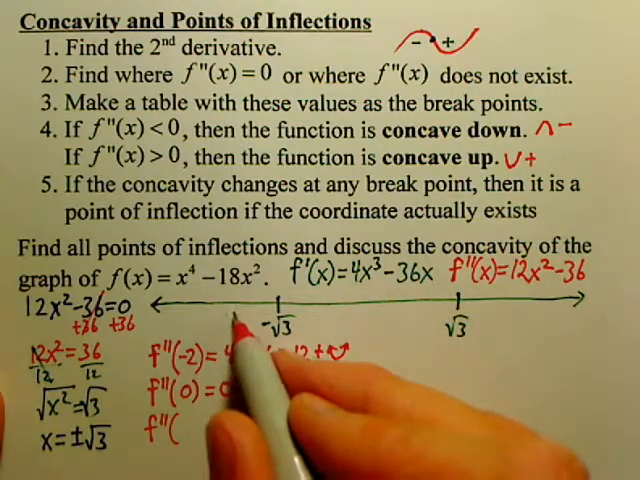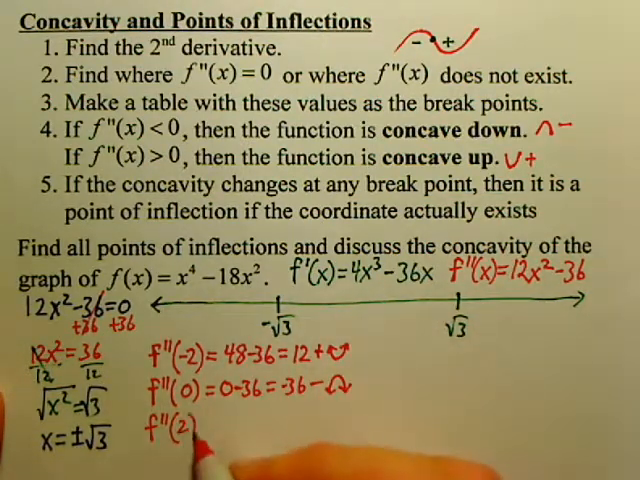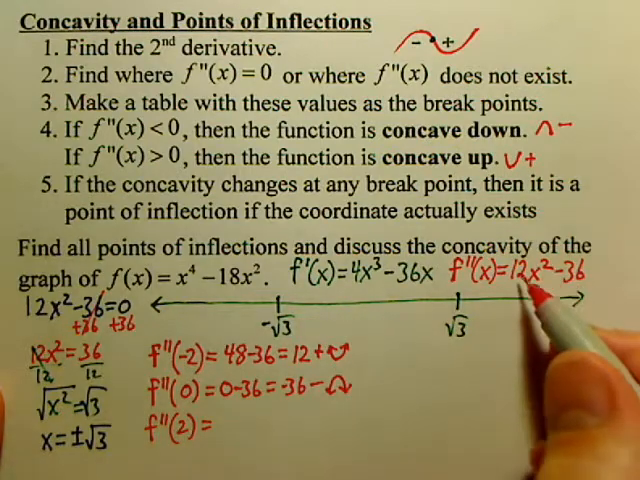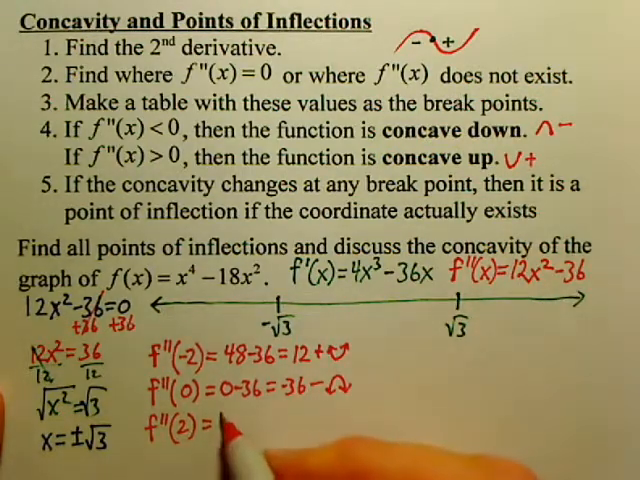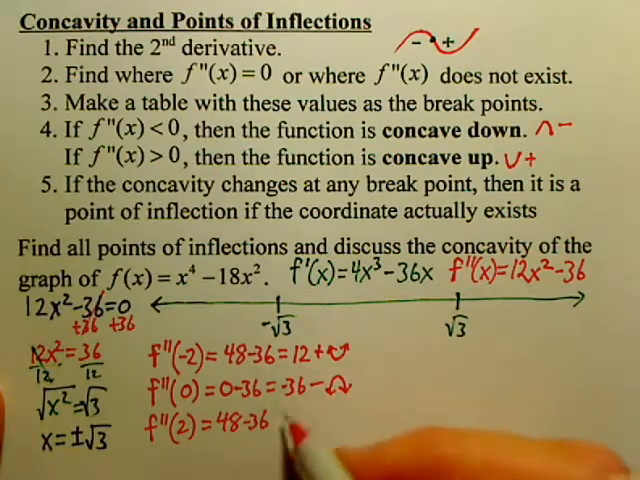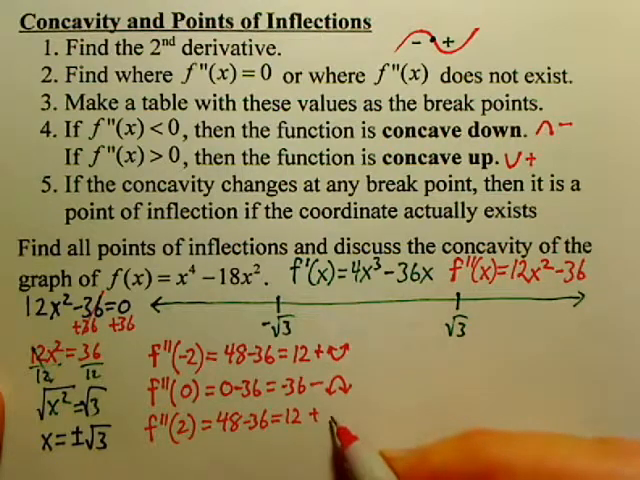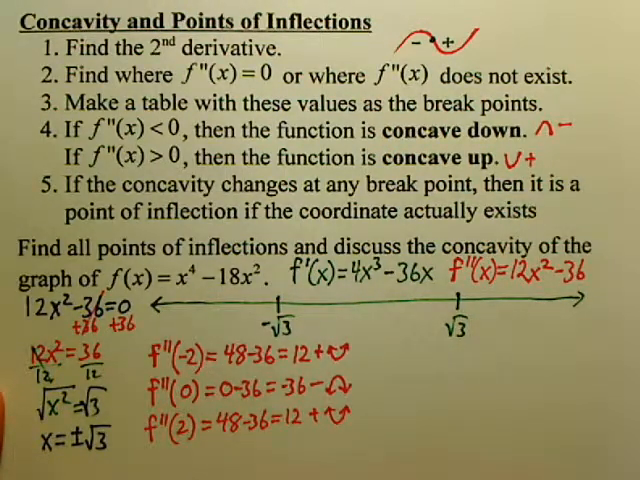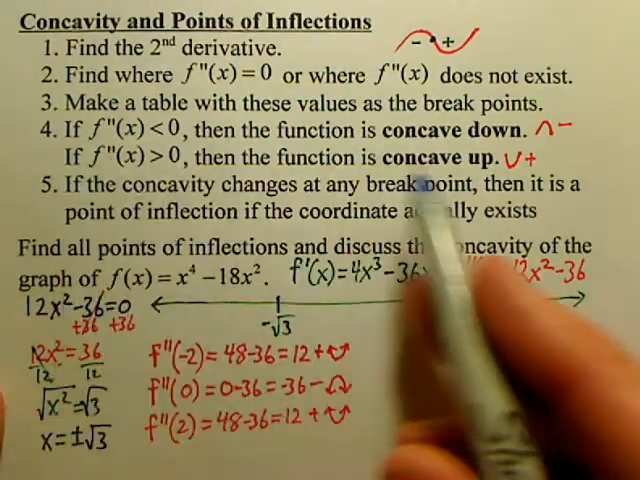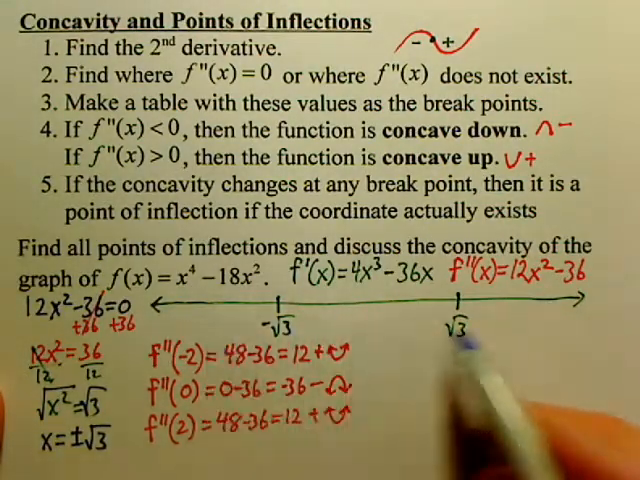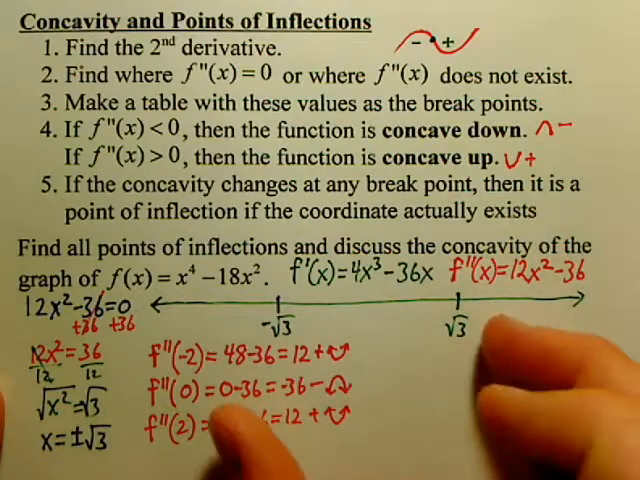Alright, and then the last interval, what's something in this interval? Well, if negative 2 is over here, let's do positive 2. That should be pretty easy. So 2 squared is 4. 4 times 12 is 48. Minus 36. That looks familiar. 12. Positive. Concave up. Okay.